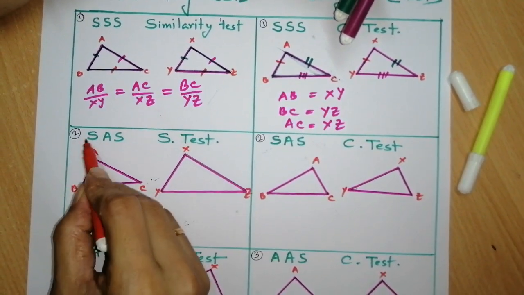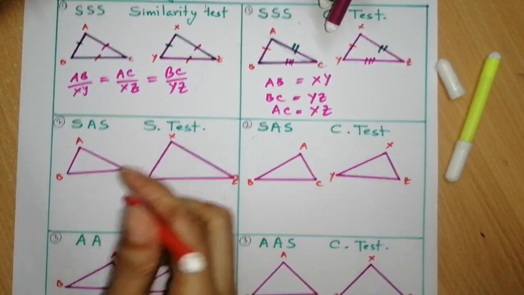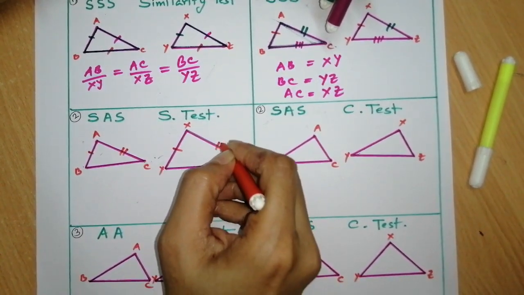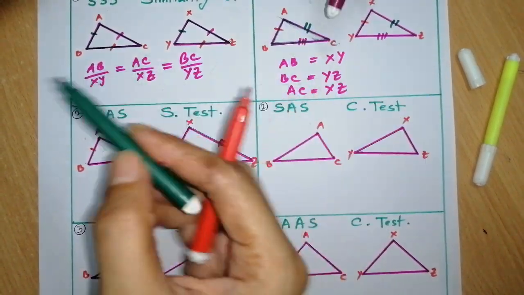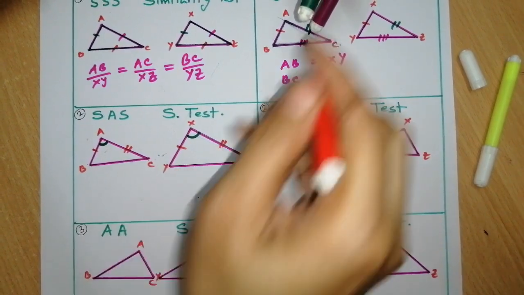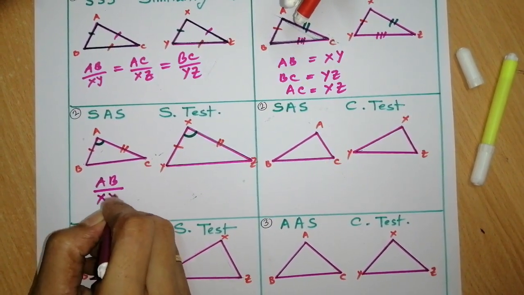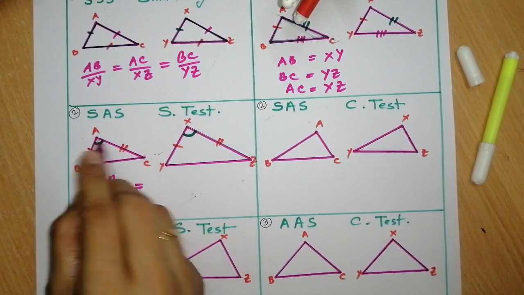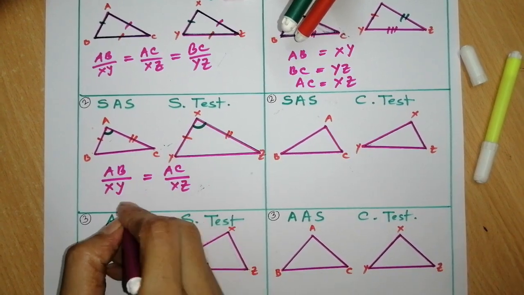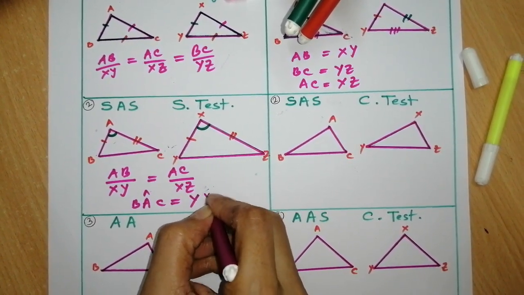Let's come to the second one, SAS similarity test. Two ratios of the corresponding sides, AB divided by XY equal to AC divided by XZ, and their included angle should be the same: angle BAC equal to angle YXZ.